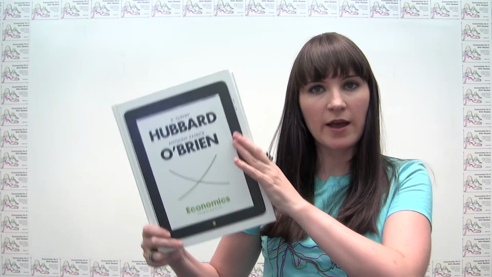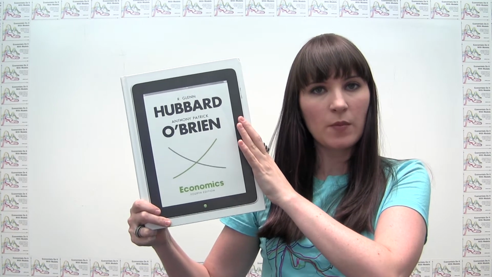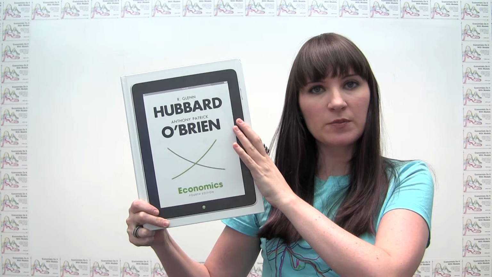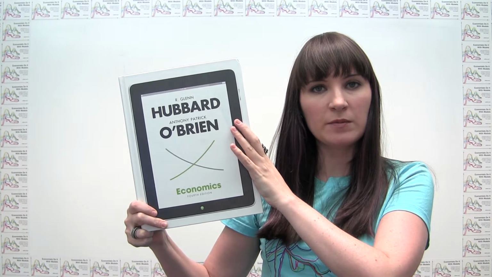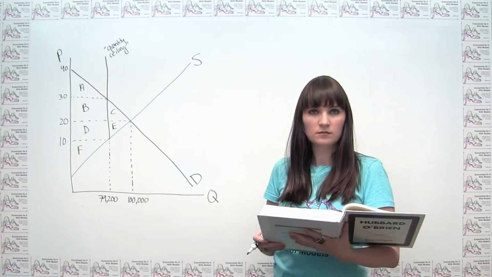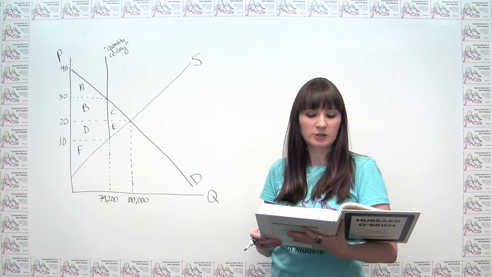Hey everybody! Today's practice problem comes from Economics, 4th edition, by R. Glenn Hubbard and Anthony Patrick O'Brien. Today we're going to be doing Chapter 4, problem number 3.11. The problem begins with the following introduction.